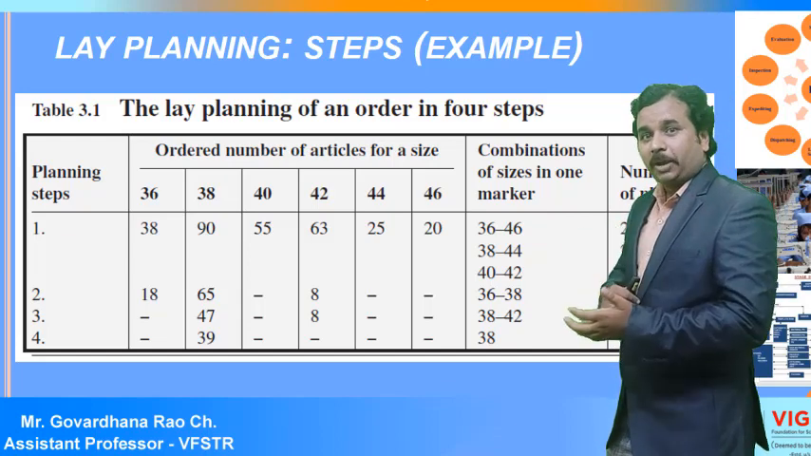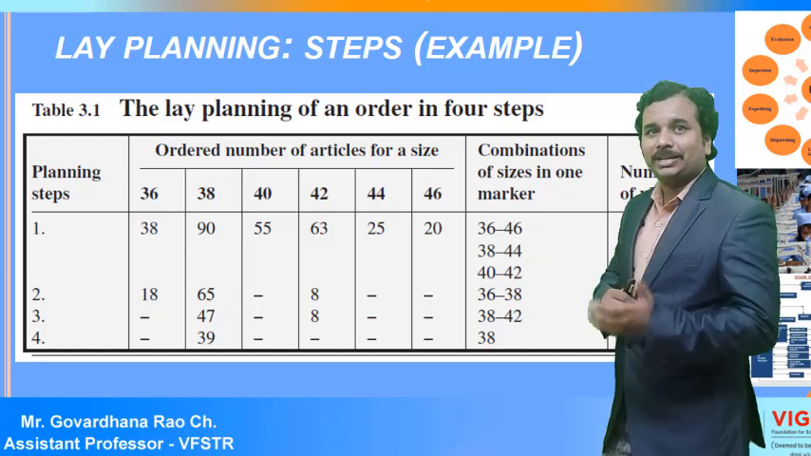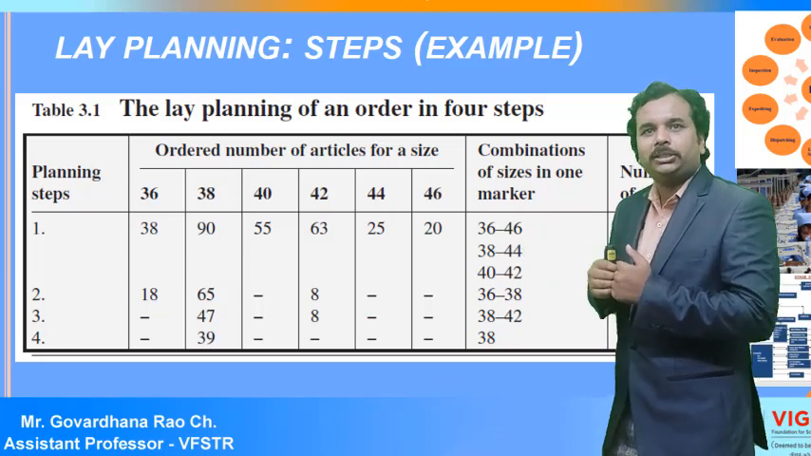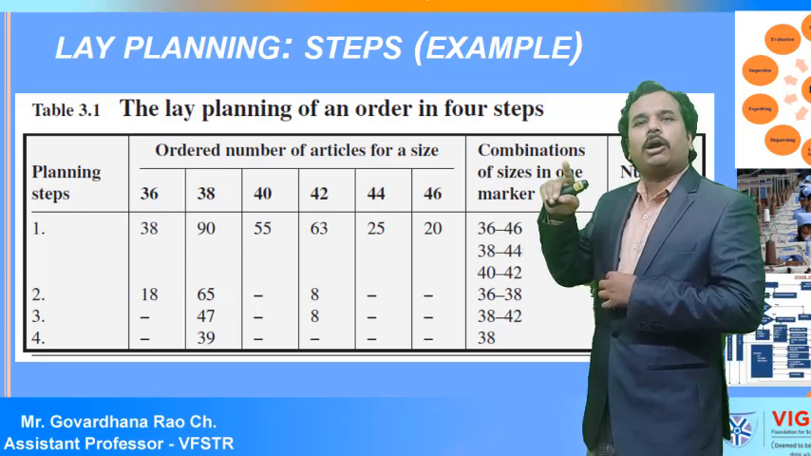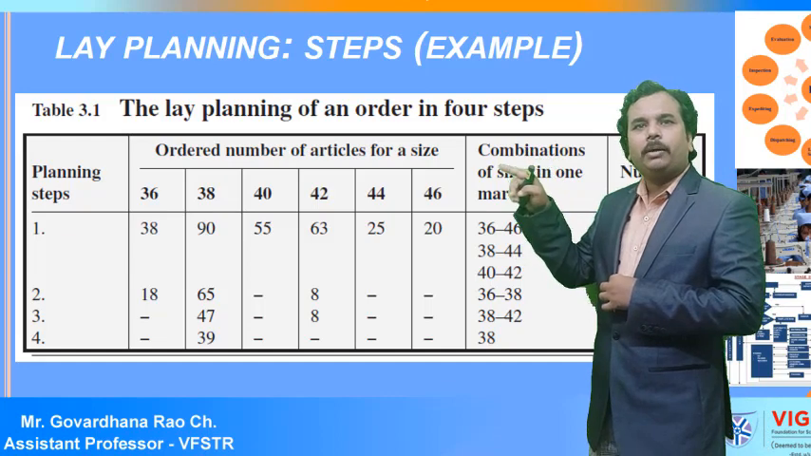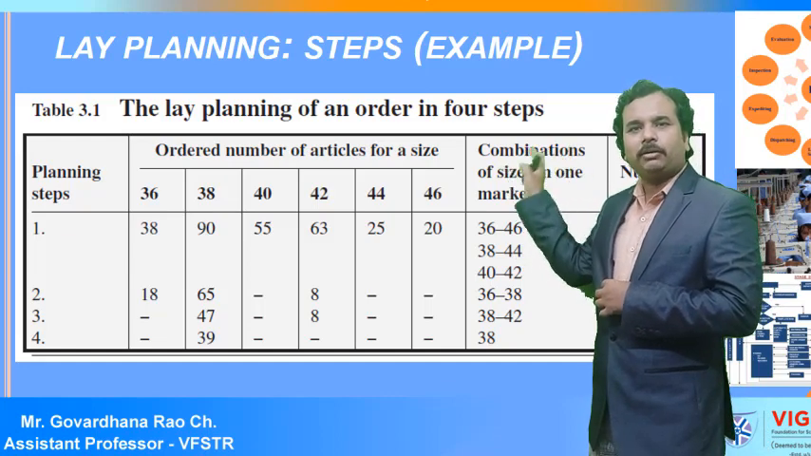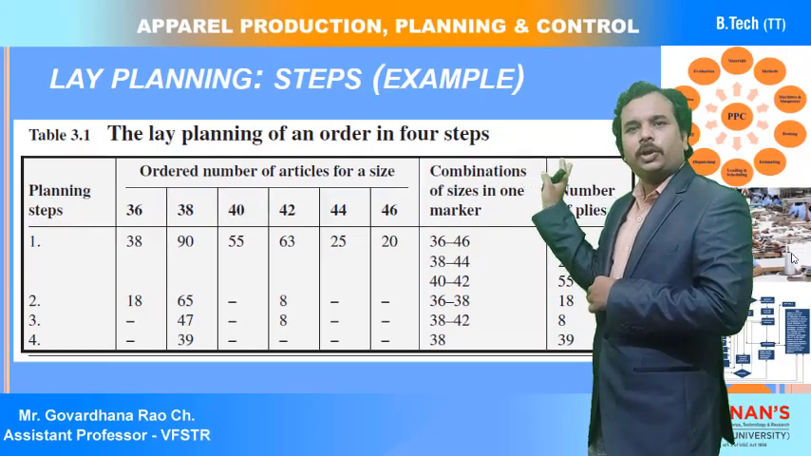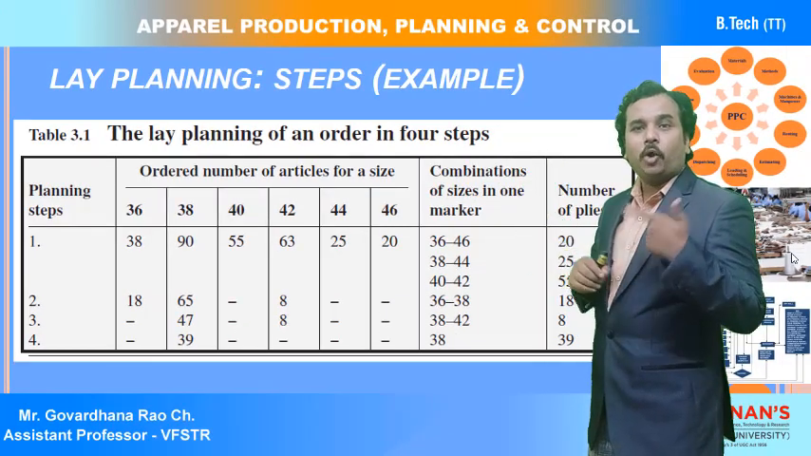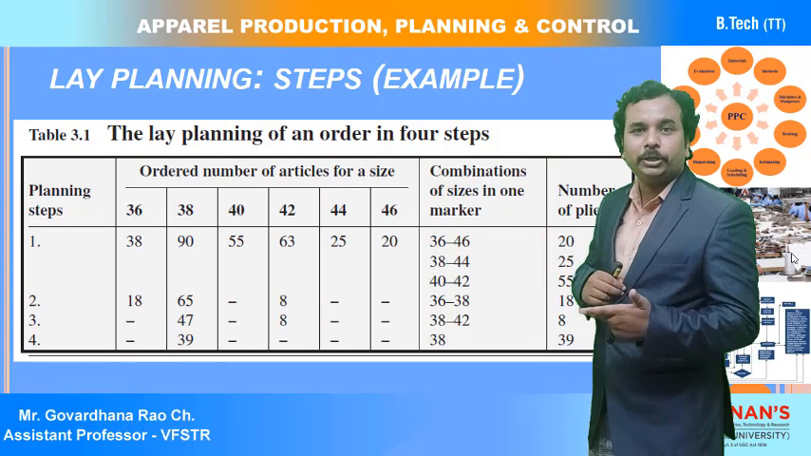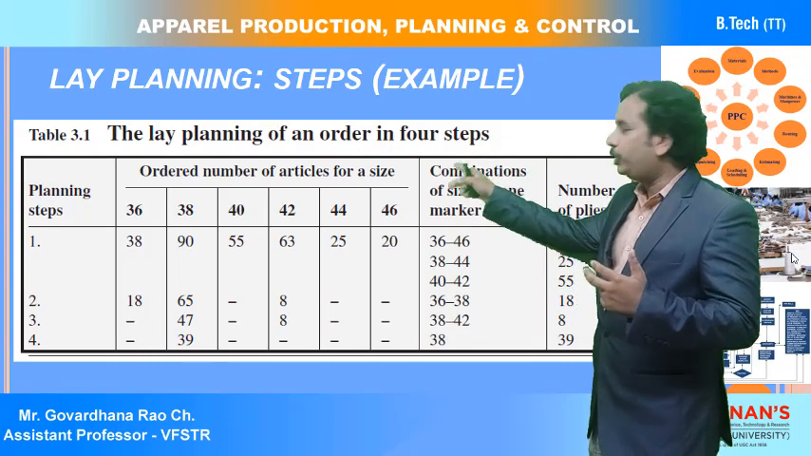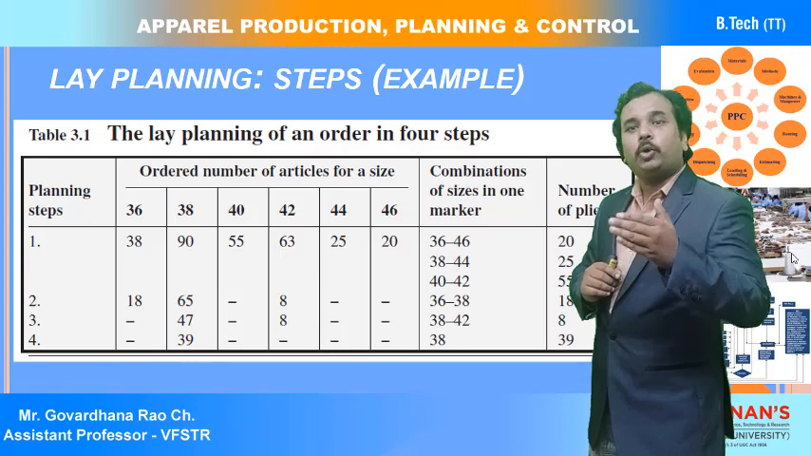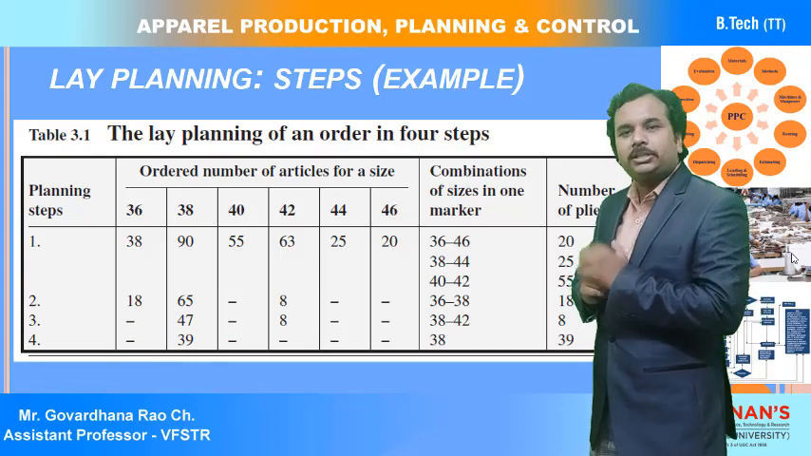So after 20 plies, you can see that in the second step, 46 size, 20 garments are produced, because now you have completed that order, because 20 plies are over. And in case of 36 size, you can observe that the remaining number of garments that need to be produced is 18. So these 18 garments are going to be clubbed in the next marker.